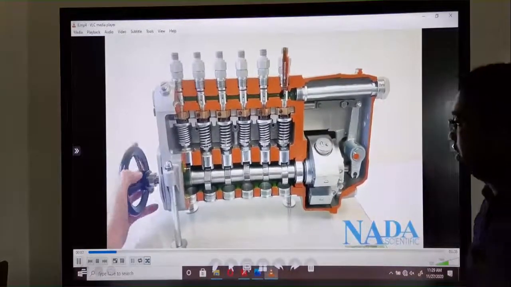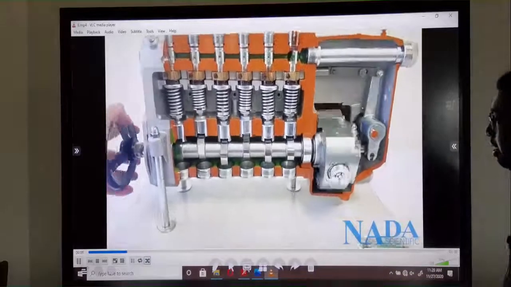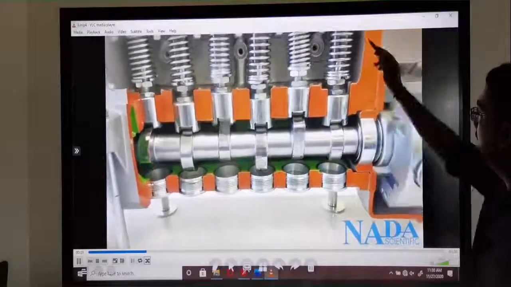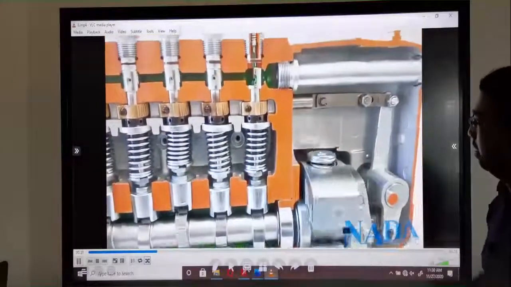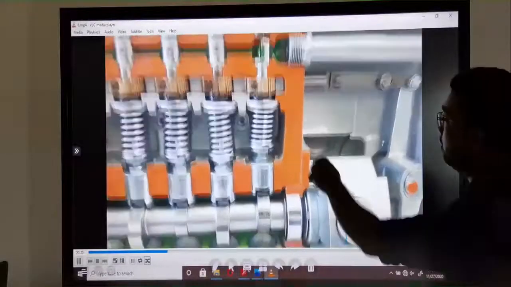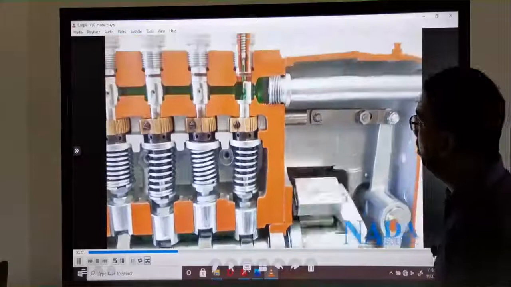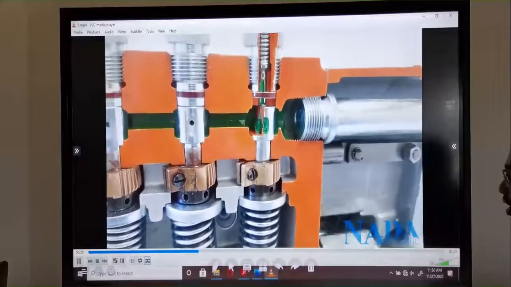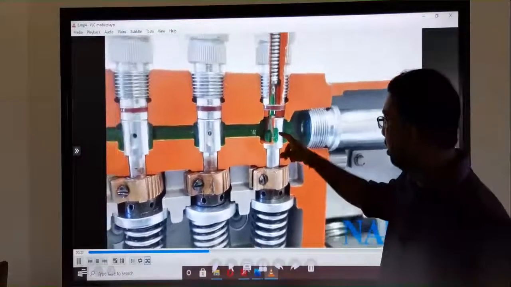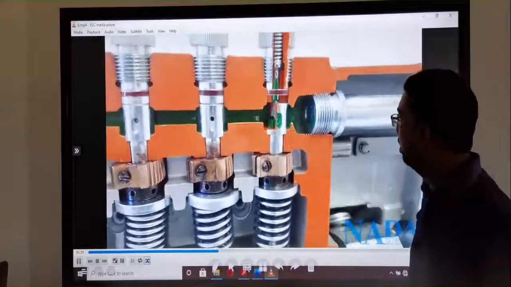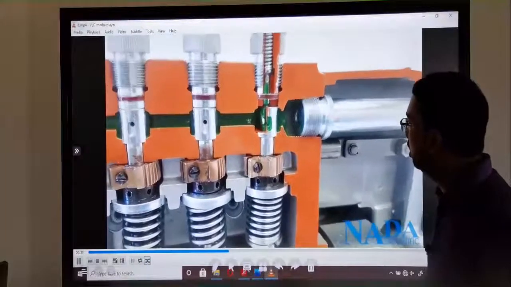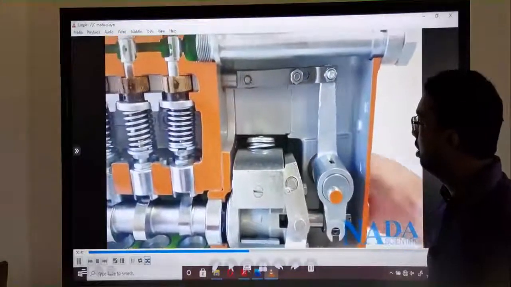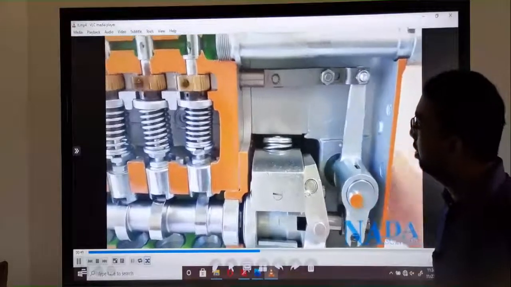When this moves, you can see when it touches here, the plunger moves. This is the plunger set. The plunger moves upwards. That time you can see here. Wait, I will show. You can see here. That time the fuel is open. So the lever is also working.